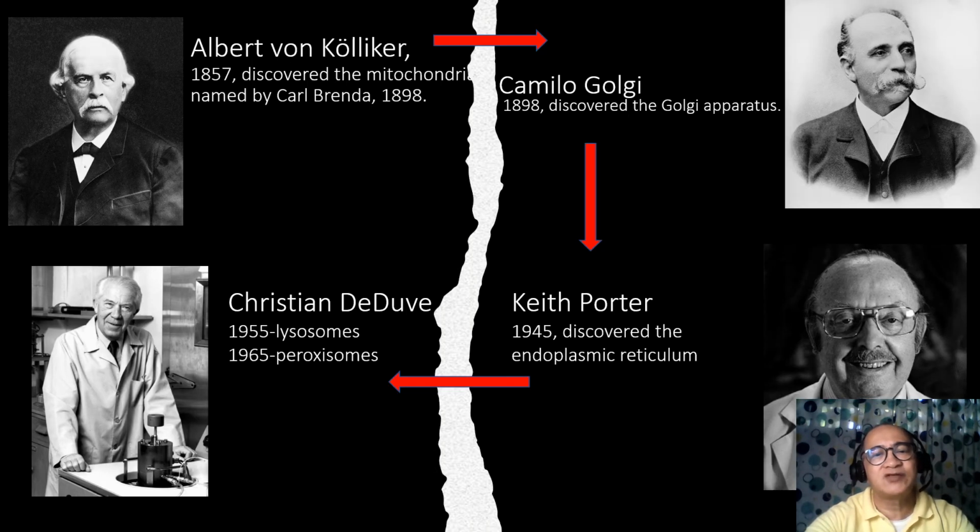After the publication and establishment of the cell theory, discoveries of other features of the cell, that is, cell organelles, also quickly followed. In 1888, Albert von Kolliker, a Swiss anatomist and foremost histologist, identified and described the mitochondrion. Camillo Golgi described the Golgi apparatus in 1898. Keith Porter discovered the endoplasmic reticulum in 1945, while Christian de Duve discovered the lysosomes in 1955 and the peroxisomes in 1965.